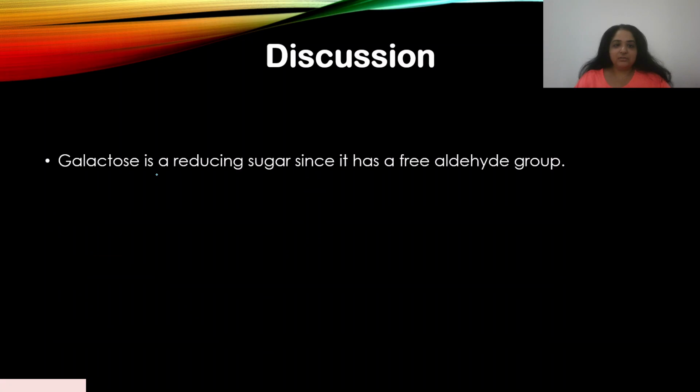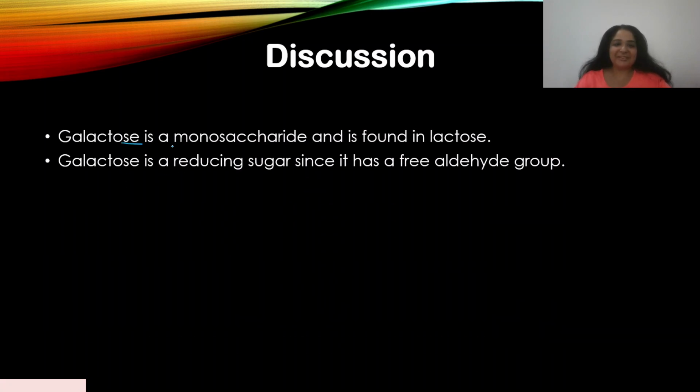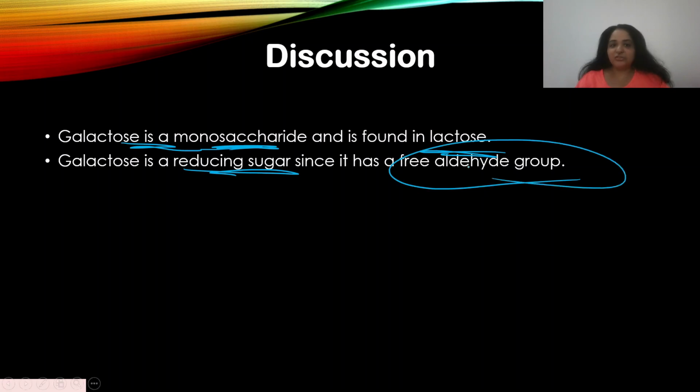Galactose is a monosaccharide and is found in lactose, and galactose is a reducing sugar since it has a free aldehyde group. You need to remember these as examples. Like I said, sucrose is a non-reducing sugar and galactose is a reducing sugar, since it has a free aldehyde group. So this is a way of identifying which sugars are reducing sugars and which are non-reducing sugars. I guess we can move on.